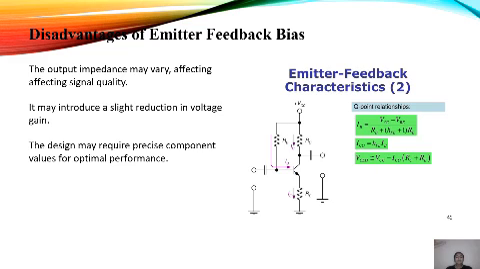Disadvantages of emitter feedback bias. The output impedance may vary, affecting signal quality. It may introduce a slight reduction in voltage gain. The design may require precise component values for optimal performance. Emitter feedback characteristics.